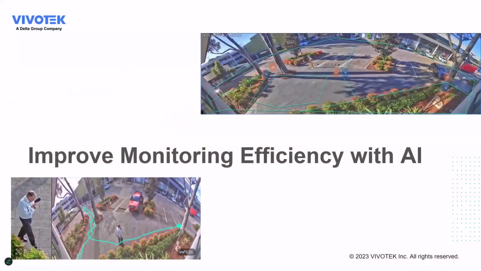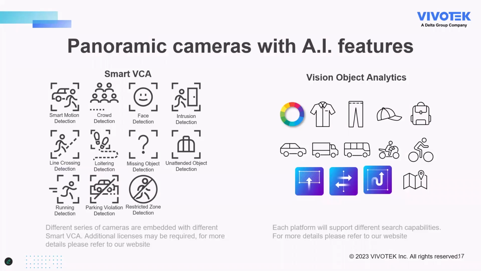Now, let me show you how you can elevate your monitoring efficiency with AI video analytics and searches. Most of VIVOTEK's panoramic cameras provide you with many different AI features. They come with smart motion detection, the ability to identify people and vehicles. Also included with these cameras is VIVOTEK's Smart VCA suite that includes intrusion, loitering, line crossing, face detection, crowd detection, missing object, and unattended object detection.